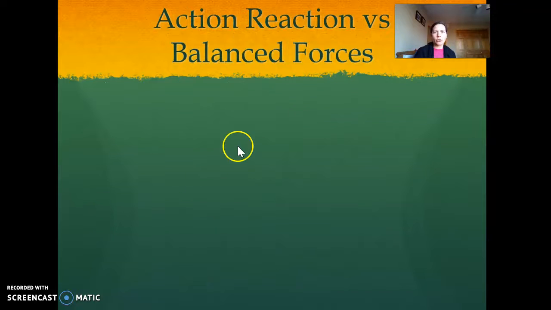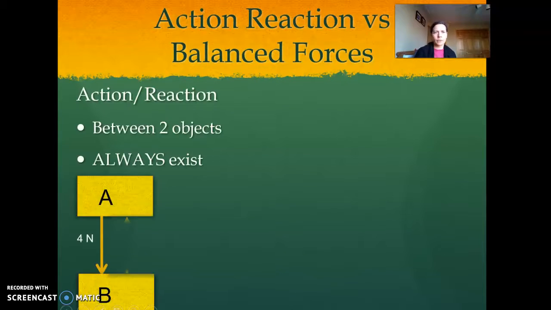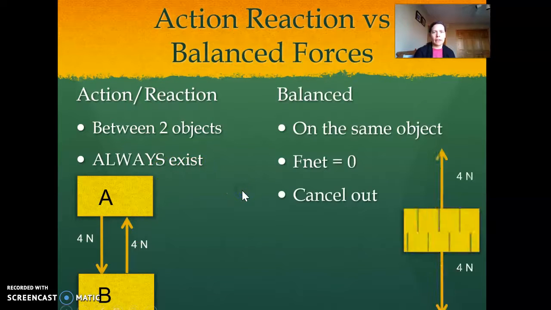All right, we've been talking about action-reaction forces today. Previously, we talked about balanced forces. Both of these forces are equal and opposite, but they're different. Action-reaction happen between two objects, and they always exist. So A pushes B, B pushes A. Bladen pushes my cheek, my cheek pushes Bladen. The gun pushes the bullet, the bullet pushes the gun. I push the wall, the wall pushes me. Those are action-reaction. They happen between two different objects, and they always exist. Balanced forces happen on the same object, and they cancel each other out.